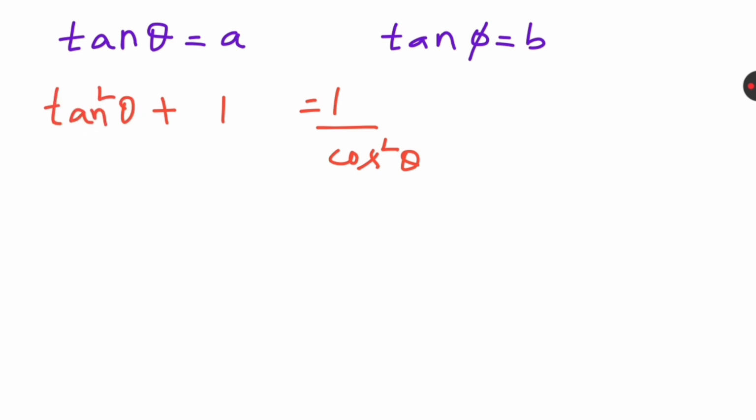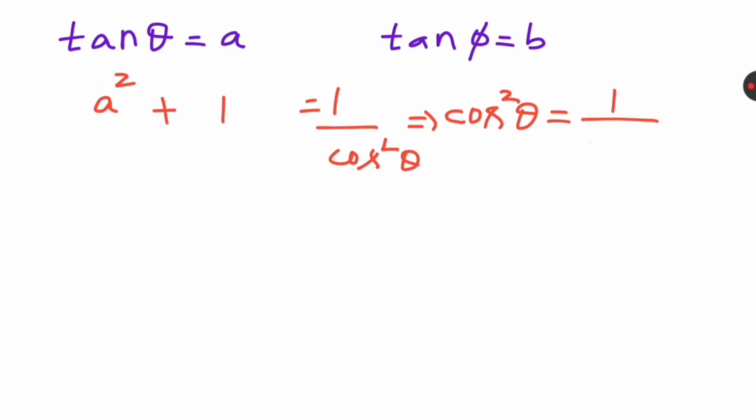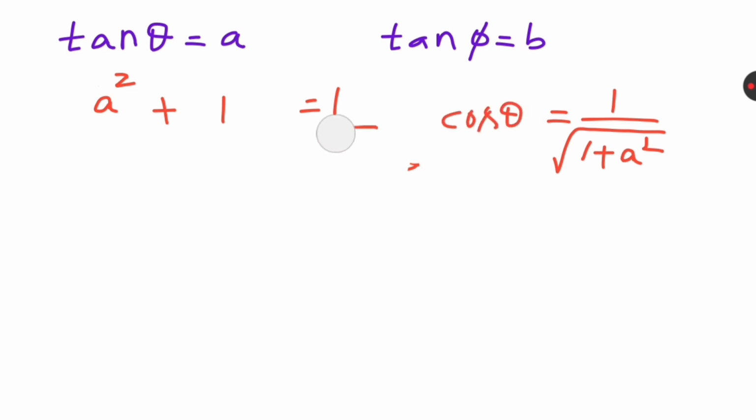We consider tan theta as a. So tan square theta is a power 2. Just write a power 2 here. A power 2 plus 1 is equal to 1 over cos square theta. From here we can find that cos square theta is 1 over 1 plus a power 2. We need to find cos theta, so let's take the square root on both sides. Then the square and square root cancel. So we are left with cos theta as 1 over square root of 1 plus a power 2. So we got cos theta.